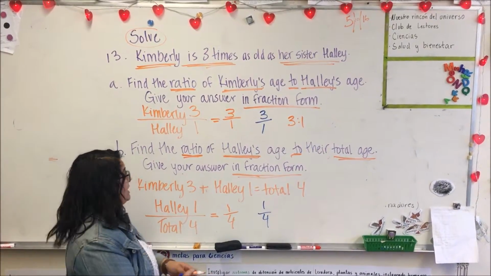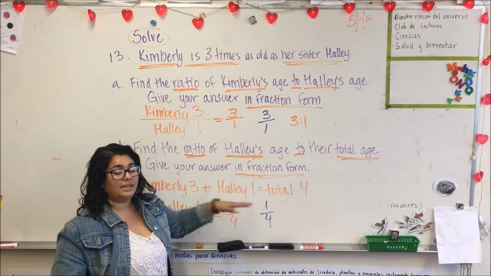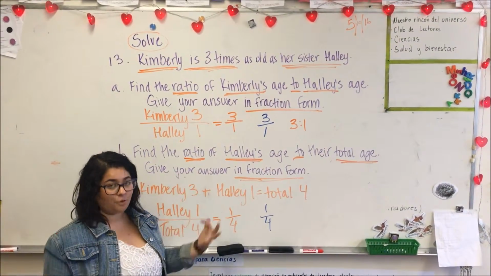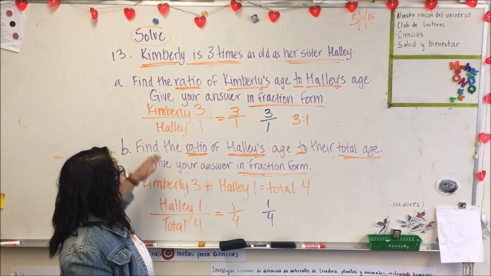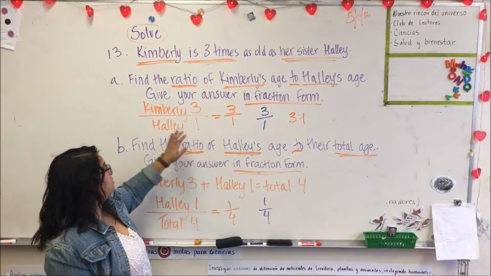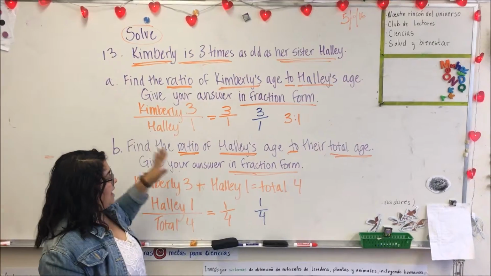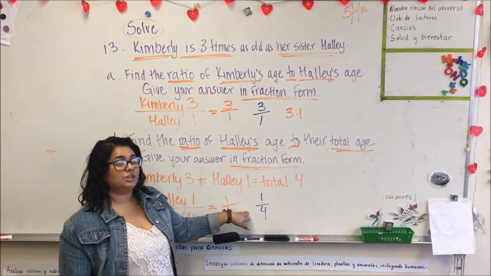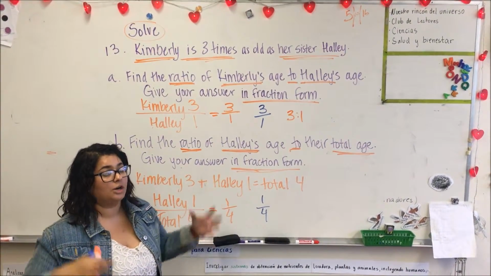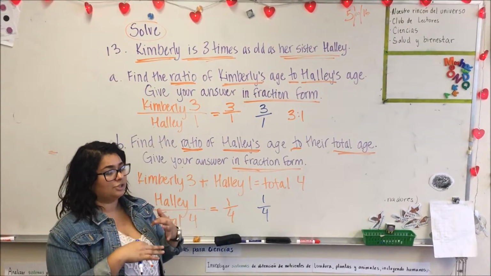Now, I want you guys to realize that 1 over 4 is 1/4 of the total, because Haley is 1. So if we were to do this for Kimberly, it would be 3/4, because she is the other part of the whole of the total age.